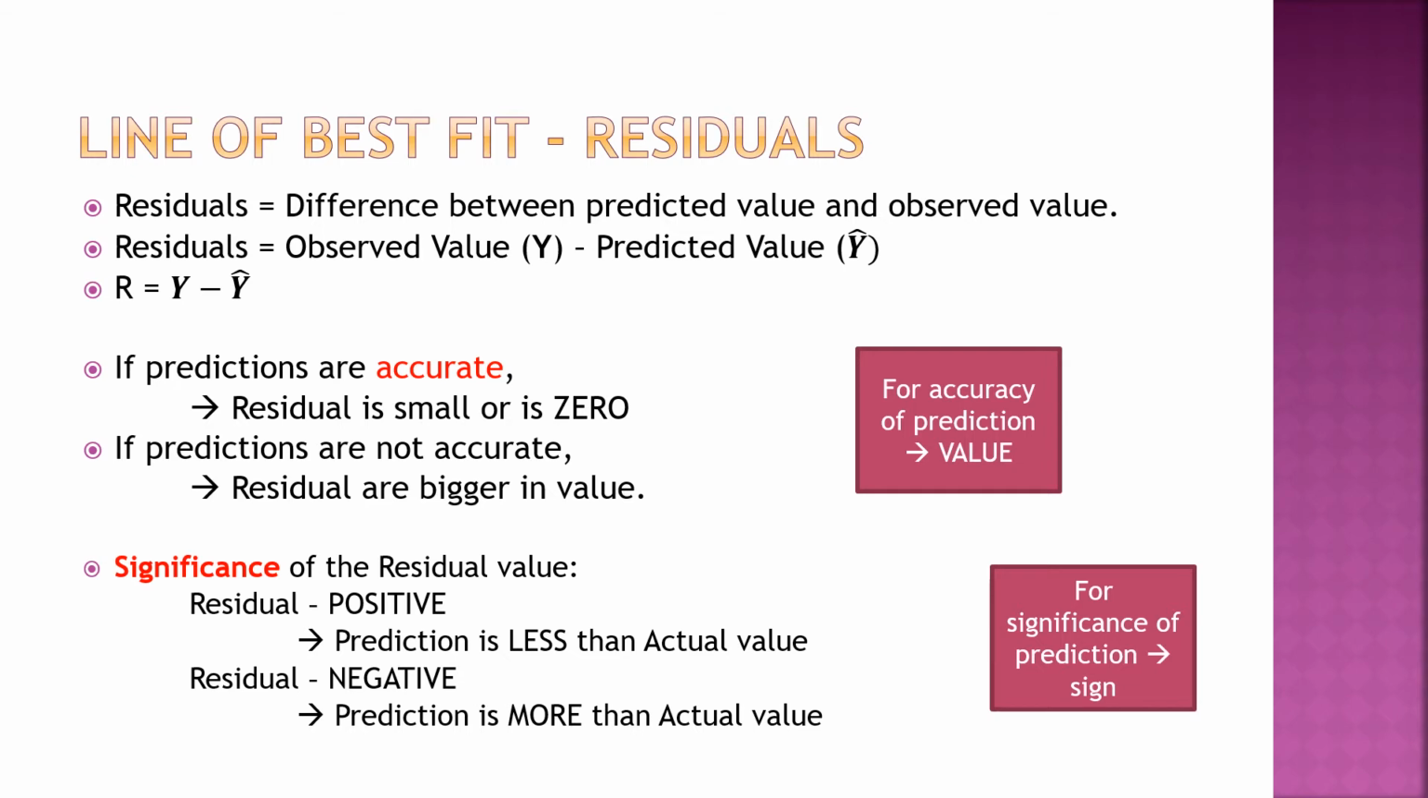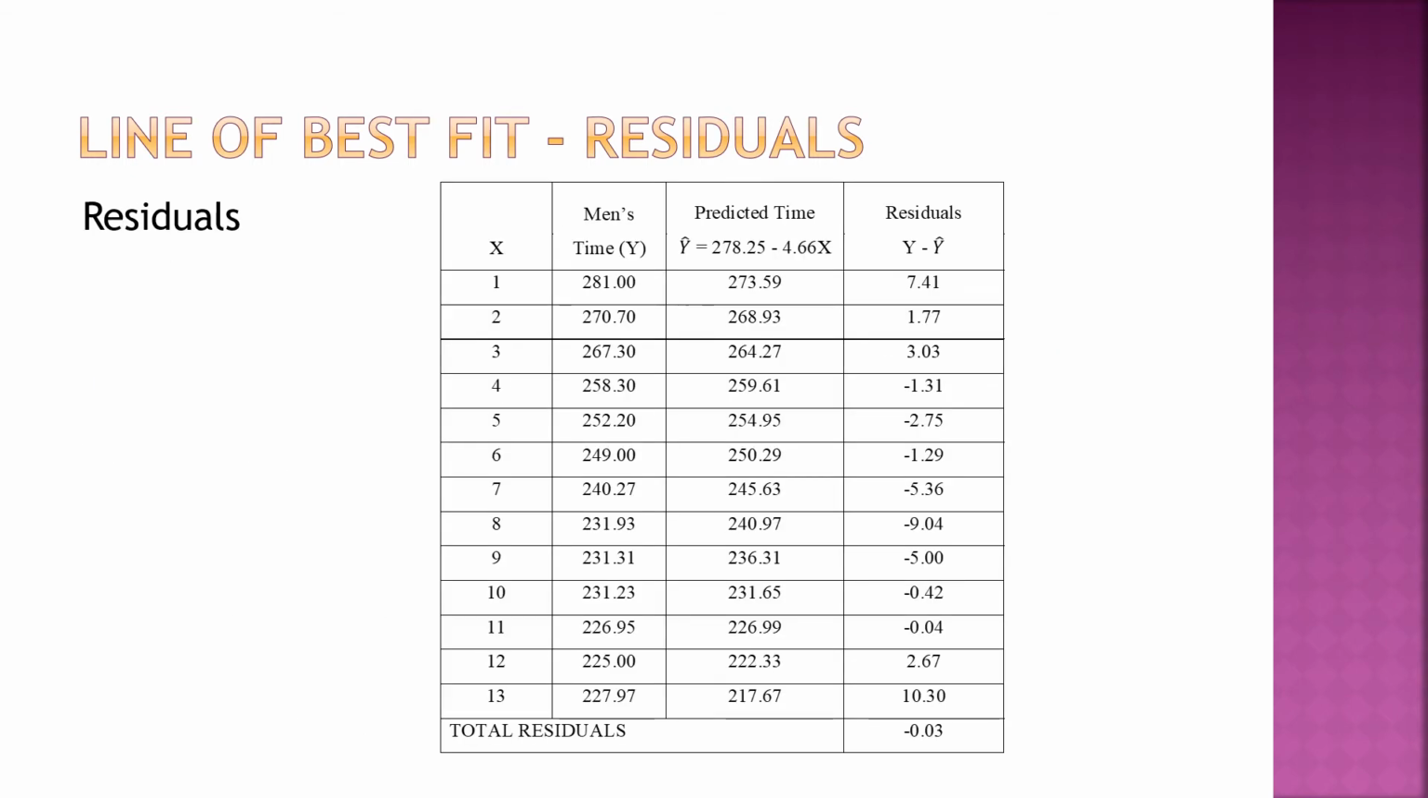Understand? Okay, so what's going on in this table here? What are they showing you here? Basically they're giving you the x and y. We are actually using the same thing again. They've given you the y line of best fit there. So now the predicted time is also there. The actual time is 281. That means whatever is given to you in your table. Predicted time, how to find? You put 1 into the equation and you will get 273.59.